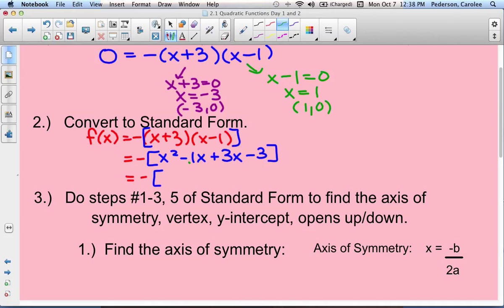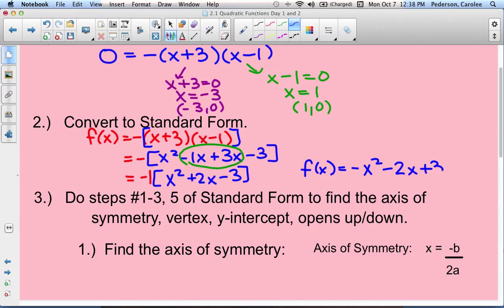Let's combine those terms inside the blue. These are my like terms that I'm talking about. Negative 1x plus 3x is 2x. So I'm going to get x squared plus 2x minus 3. Now let's distribute that negative 1 that's out in front of this bracket. So we'll be left with f of x equals, distributing the negative 1, negative x squared, negative 2x, and then positive 3.